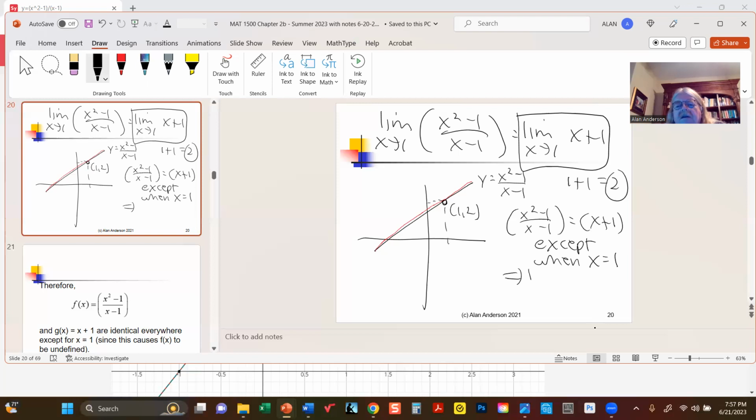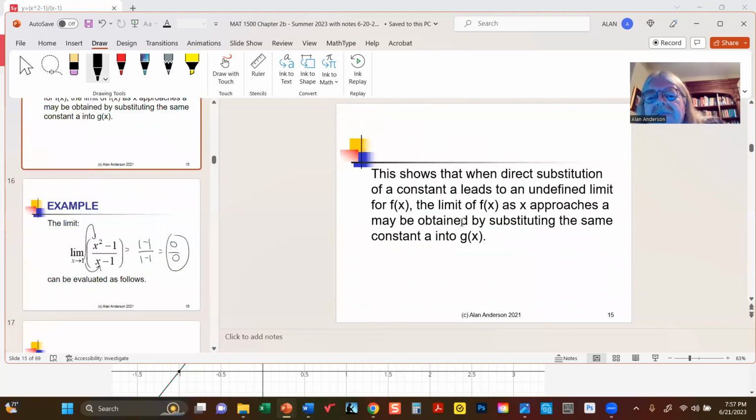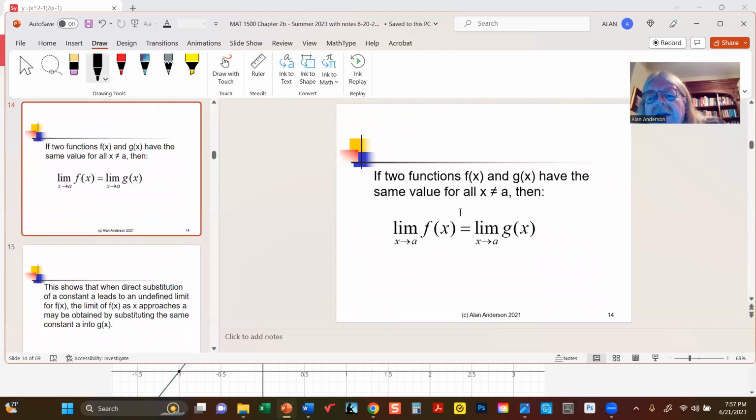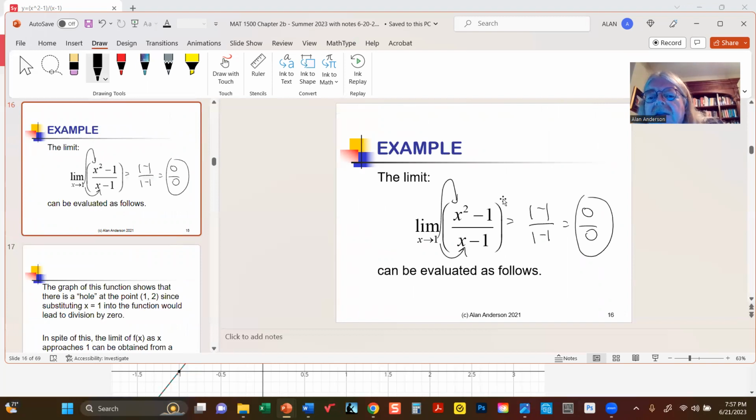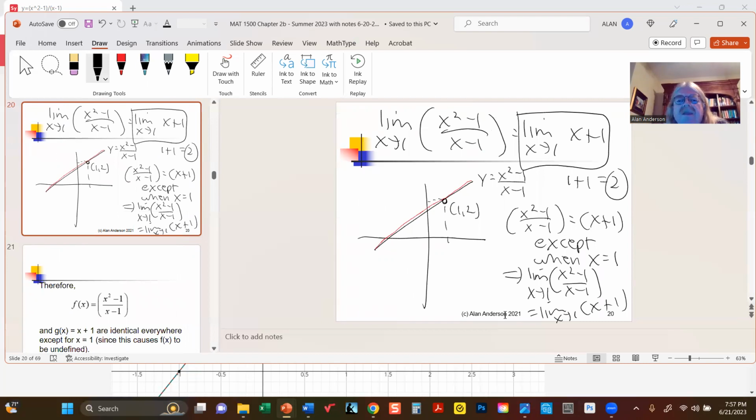the limit of the first function when x approaches 1 equals the limit as x approaches 1 of x plus 1. That's what that theory was telling us. In other words, as long as they are equal to each other for all x's except that one, then they must have the same limit at that point. And that's exactly what happened here. Okay. So that implies that this original function that we started out with must have a limit of 2.